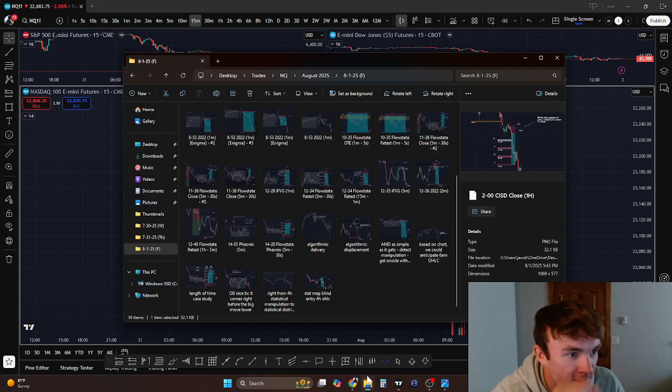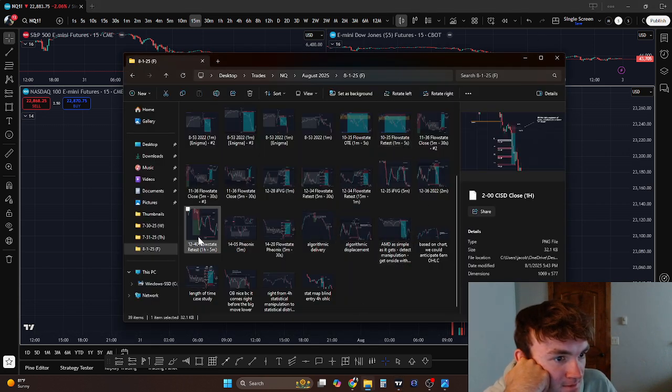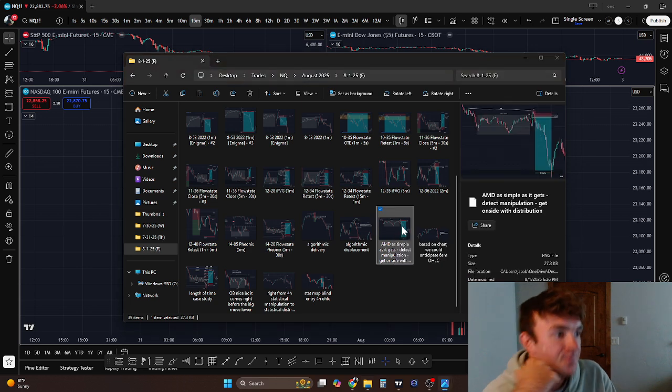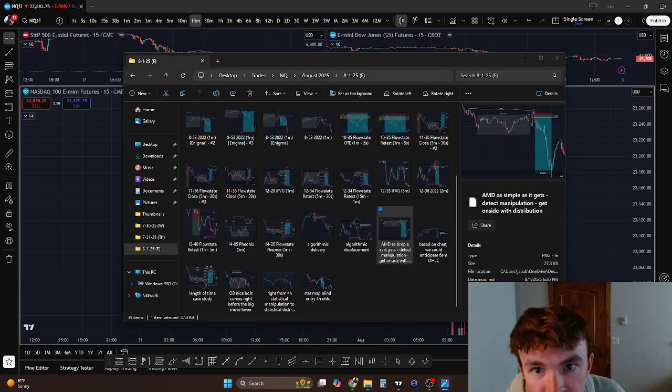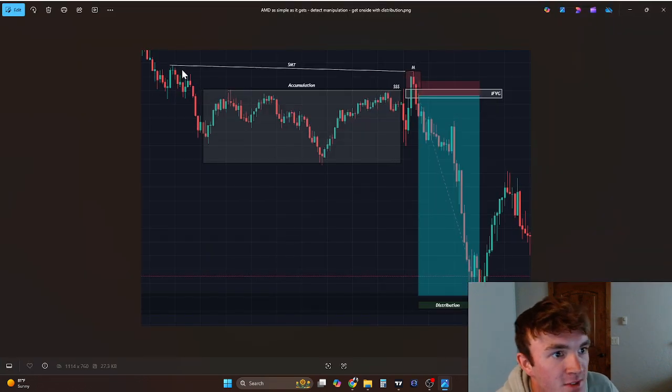couple different things. Let's see what I marked it out as. I marked it out as, yeah, here we go. So you can see accumulation, manipulation, distribution. It was basically like this 5-minute order block, right? Accumulation, manipulation into that 5-minute order block.